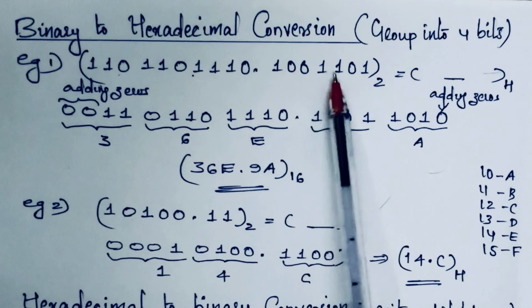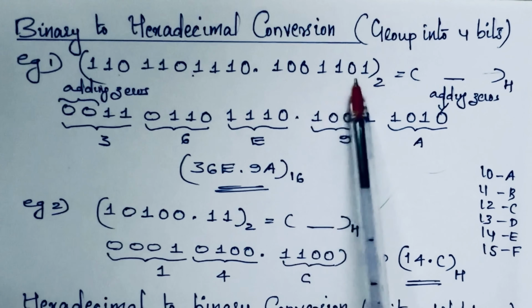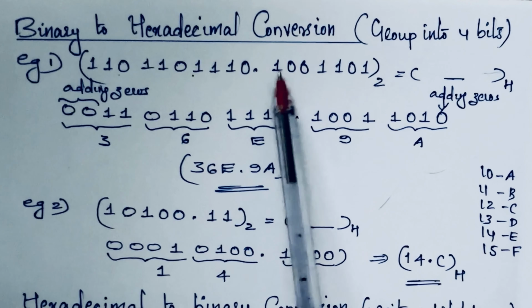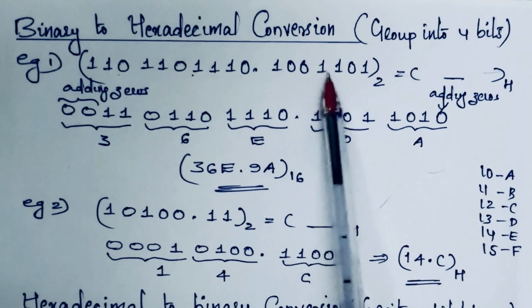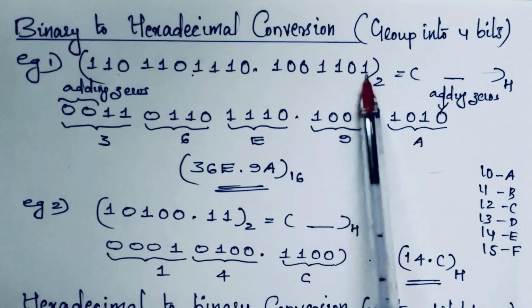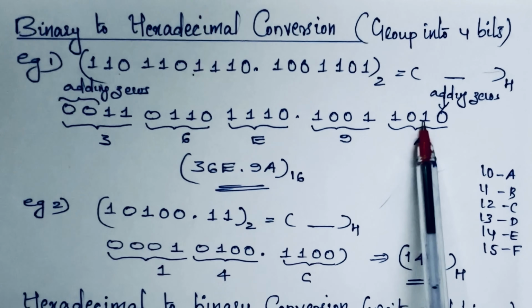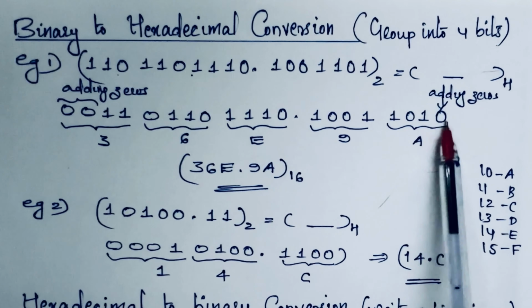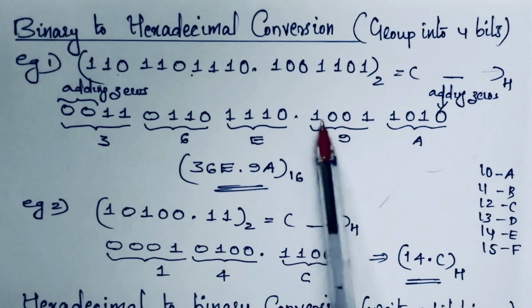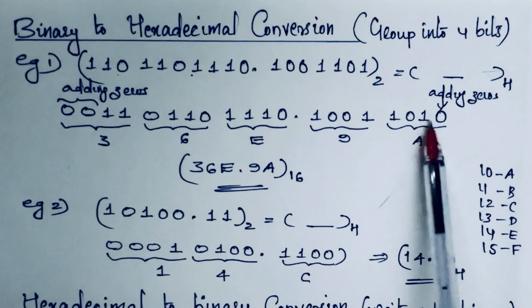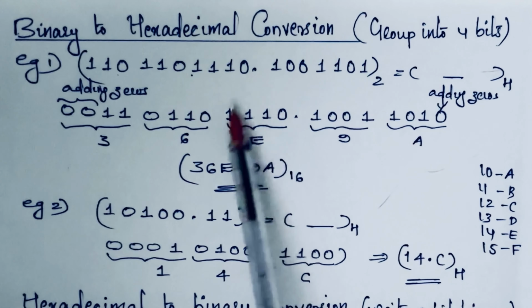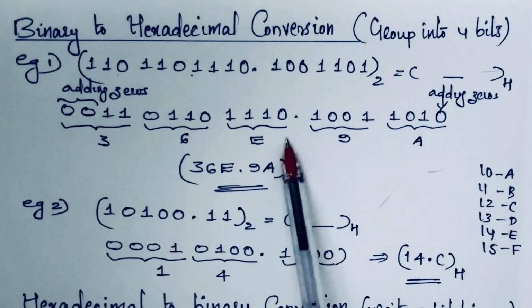Then after the binary point, grouping should be towards the right side. So the first group will be 1001. Then we have only 3 bits, 101, but to make it a group of 4 bits, we are adding one 0 here. So for the fractional part, we got two groups of 4 bits each. Then we need to write the corresponding hexadecimal number.